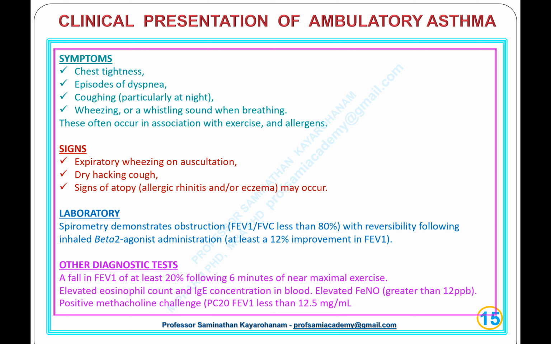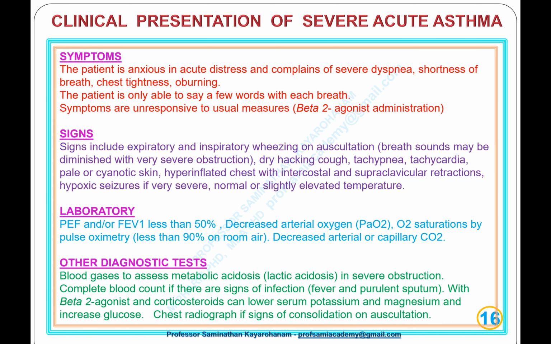exercise. Elevated eosinophil count and IgE concentration in blood. Elevated fractional exhaled nitric oxide greater than 12 ppb. Positive methacholine challenge, PC20, forced expiratory volume FEV1 less than 12.5 mg in milliliters.